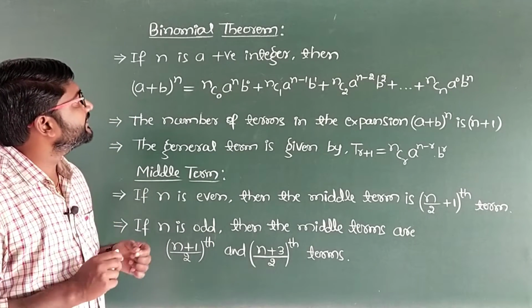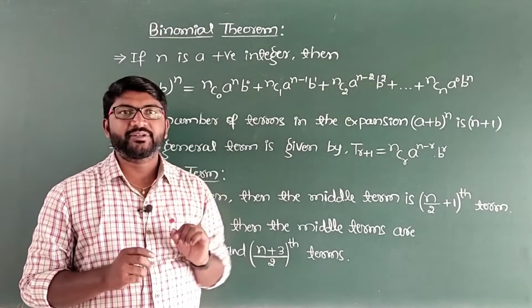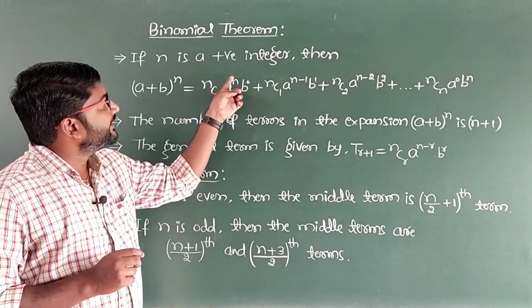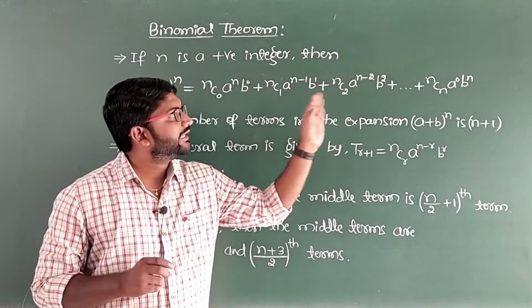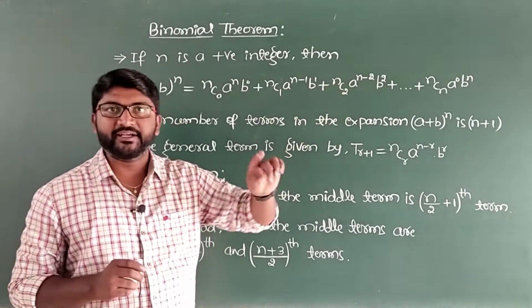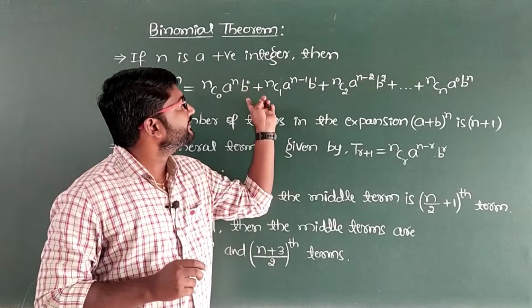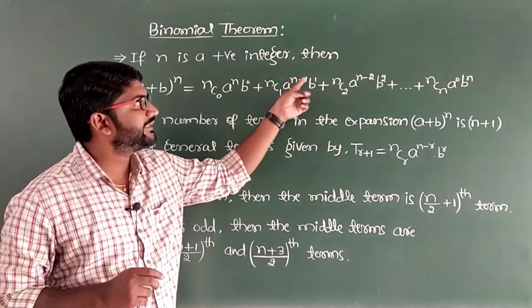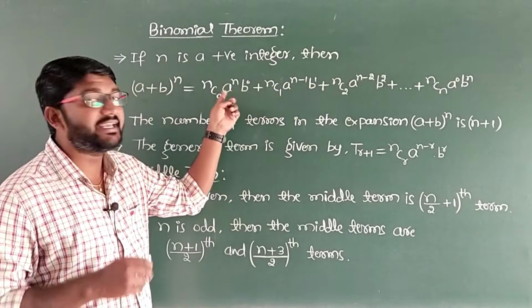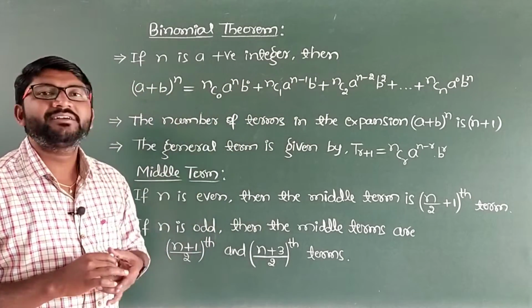Observe one thing here: as you expand (a + b) raised to n, the power of a keeps on decreasing and approaches 0, whereas the power of b is increasing continuously and approaches n. Here the power of b is 0, and here it is 1. So it is increasing, whereas the power of a is decreasing. So this is the binomial theorem.